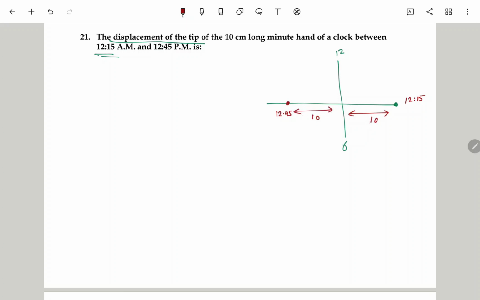Now the displacement in this case is the distance from starting point to end point. In this case it's 10 plus 10, so displacement equals 20, and the angle in this case is this one here, it's 180 degrees.